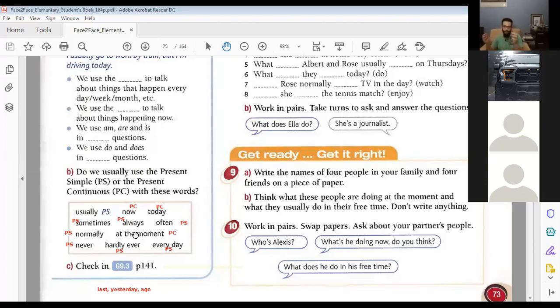Okay. Usually we use it to talk about something that is happening now at the moment of speaking.